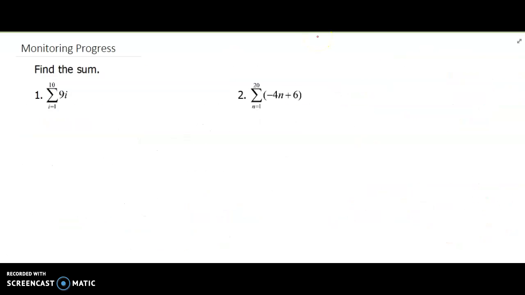All right, if you feel like you need some more practice with the summation and using the summation formula, go ahead and work through these 2 monitoring progresses. Go ahead and pause it, work through them, and then I will pop up the correct answer with all the added work with it.